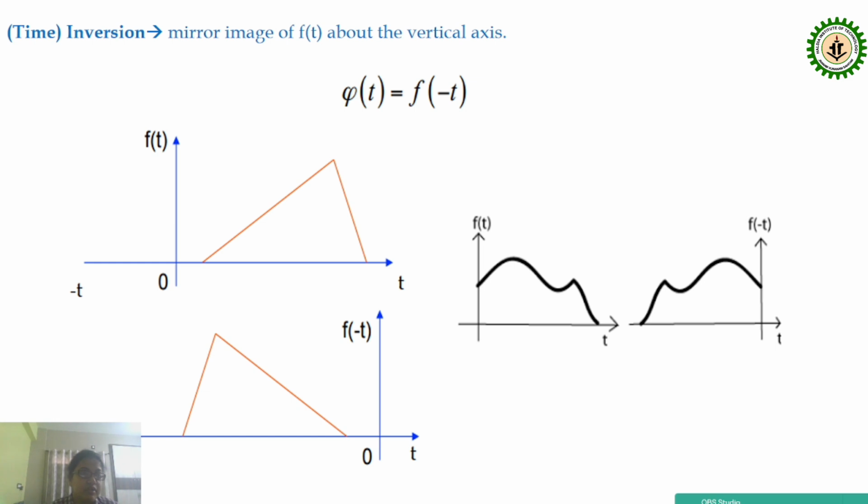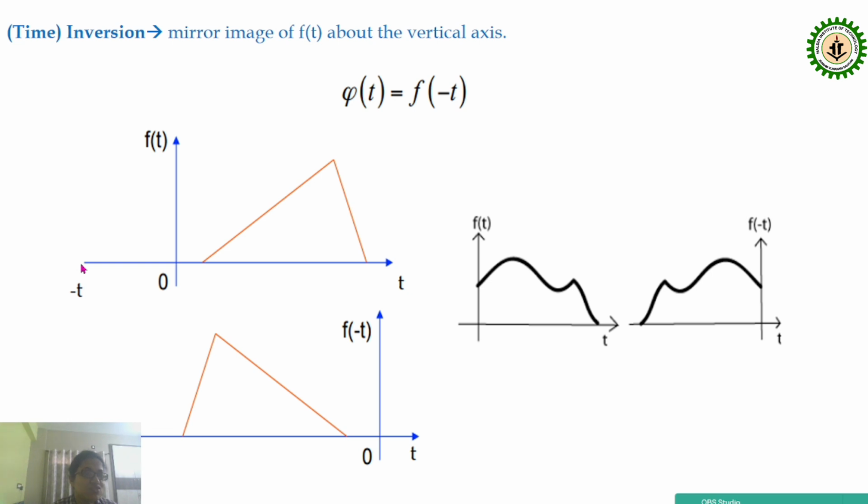Now coming to another operation, this is called inversion. Some other names are also there: mirror image, flipping, reversing. What we are doing here is time inversion. Time inversion means that this is the main scale, or positive t, and you have to invert or reverse this t value. If this is positive, then you need to find the negative t. So the original signal is drawn on the positive part of t, and after flipping, if you place a mirror here, you will get a mirror image.